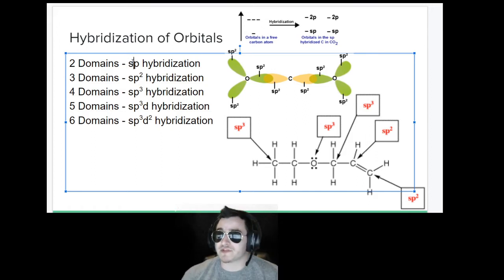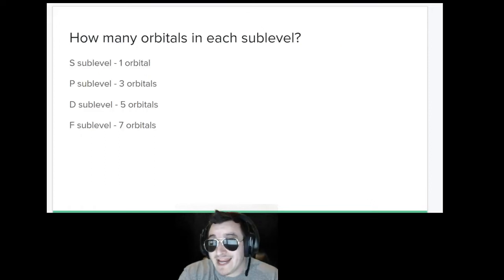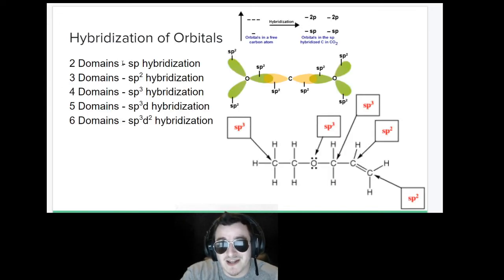It's one of those rules of thumb that we learned in the electron configuration unit. So the first sublevel filled is always the S. But a little bit of review, how many orbitals are in the S sublevel? Well, there's only one. And so I can't move on to the P until this S sublevel is filled. But for 2 domains, if the first one is in the S, then I only need one more, and so I'm only going to need one in the P.